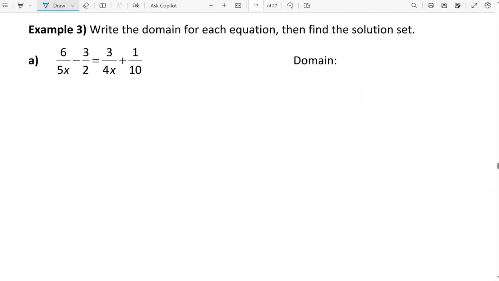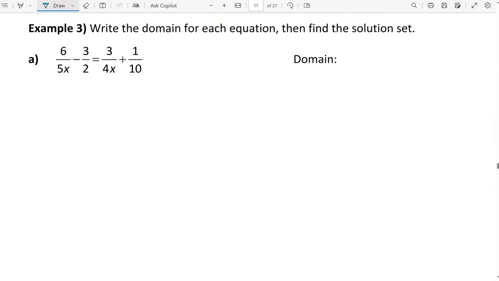All right, now let's take a look at example 3. In this equation, we have two variable denominators, 5x, and 5x is equal to 0 when x is 0, and 4x, the second denominator, is also equal to 0 when x is equal to 0, so x cannot be equal to 0 is the domain.